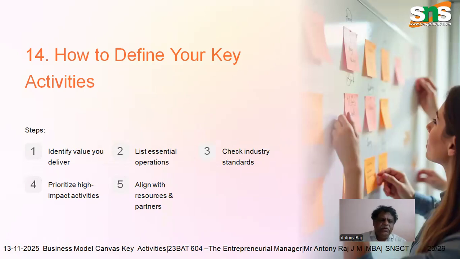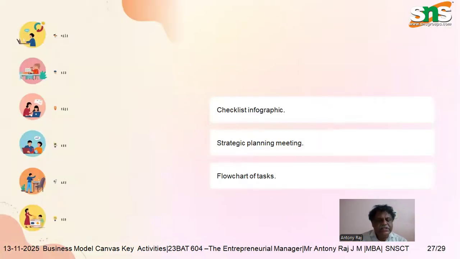And how do we define which is a key activity? Identify the value you deliver. List the essential operations. Compare with the industry standards, and prioritize the high impact activities out of the various activities which you have listed, and align with the resources and partners. This is an example of all that again.